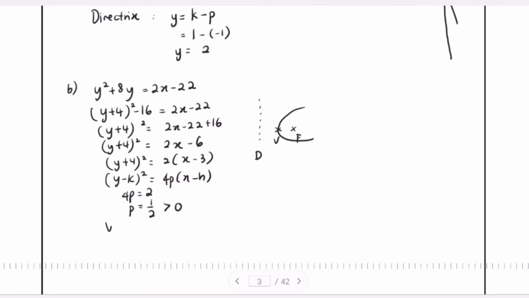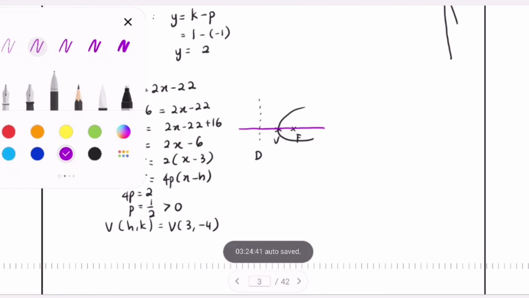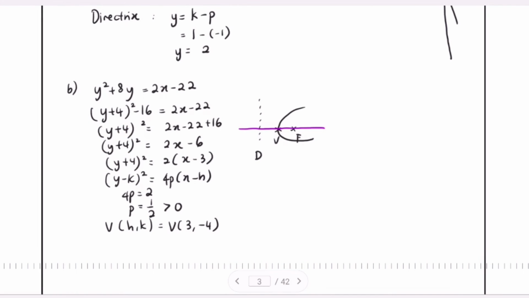Okay. So our V, which is the h, k, will be 3, negative 4. Okay, as you can see, the k value will stay the same. Alright, so for the focus, our h plus p and k will stay the same. So 3 plus 1 over 2 is 7 over 2, negative 4.